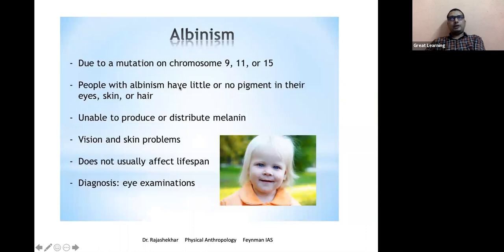There are multiple examples. Sickle cell anemia we talked about. If you are more comfortable with sickle cell anemia, explain about sickle cell anemia. Or else another example here is albinism. Albinos or albinism.